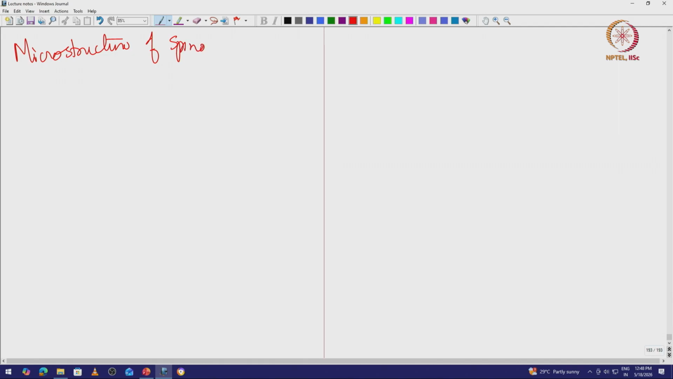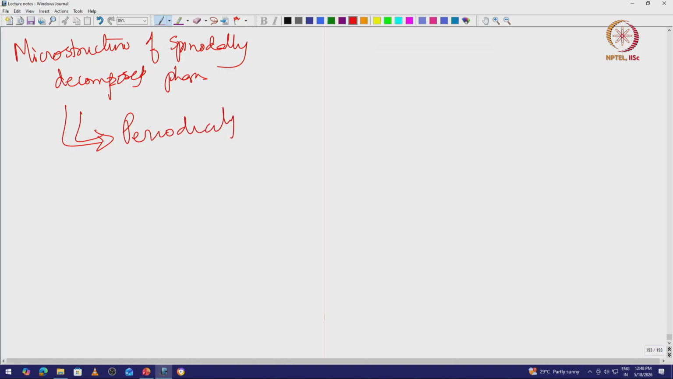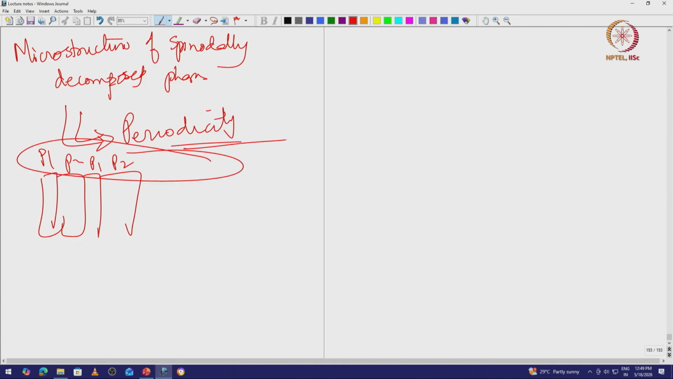And if I look at the microstructure of a spinodally decomposed phase, you will see some kind of periodicity. So, it just periodically breaks up into phase 1 and phase 2, phase 1 and phase 2. There are very nice reasons why periodicity comes up, so for now you can just think of the nature of periodicity as thermodynamics driving the splitting into P1 and P2.